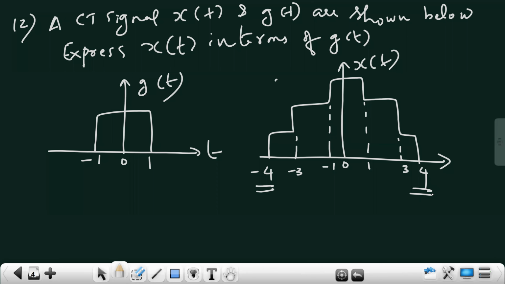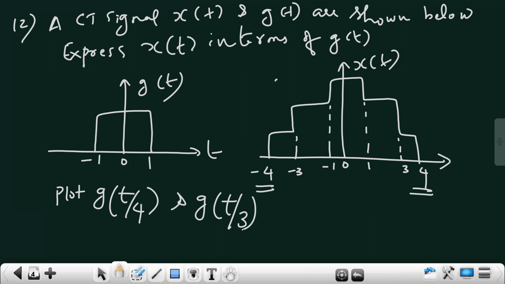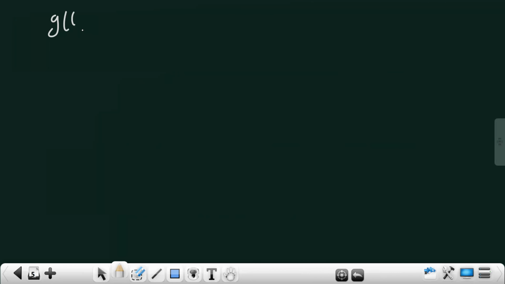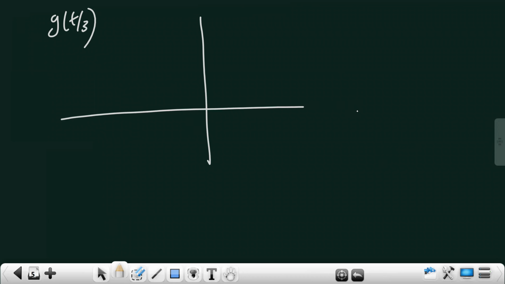So to expand the signal g of t, what I have to do is, we have to plot g of t by 4 and g of t by 3 so as to expand the given pulse towards -4 to 4 and towards -3 to 3. First, I will be plotting g of t by 3. So when you are plotting g of t by 3, it will be expanding from -3 to 3 with the same amplitude.